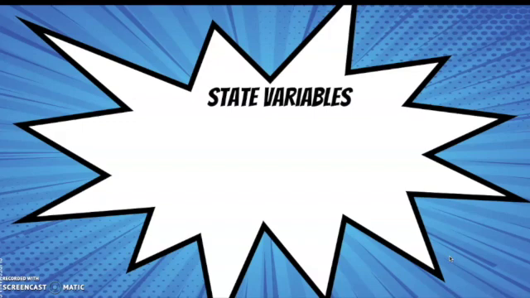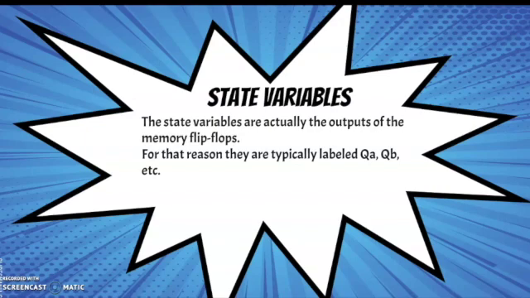So let's talk a little bit more about these state variables. The state variables are actually the outputs of the memory flip-flops. For that reason, we're typically labeling them QA, QB, etc., because those are the outputs that are coming from the flip-flops. As you can see here, QA and QB are identified inside of the state bubble.